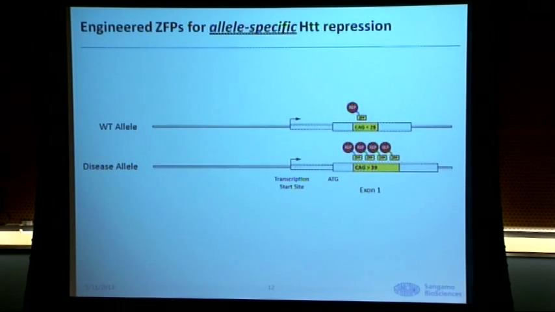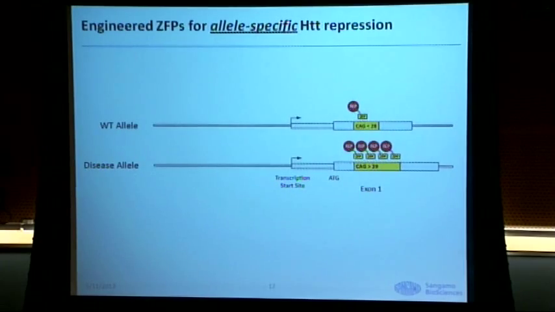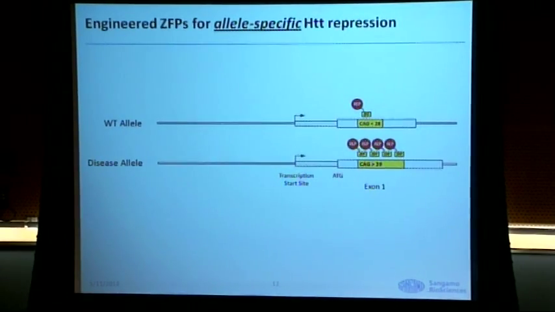The disease allele obviously has this much larger CAG expansion, and we'd like to try and target that. And we're going to actually target the CAG repeat itself with a zinc finger protein that targets CAG, and then ask that protein to discriminate between the lengths of the CAG repeat. In other words, have it be, if you will, a yardstick for how long that CAG repeat region is.